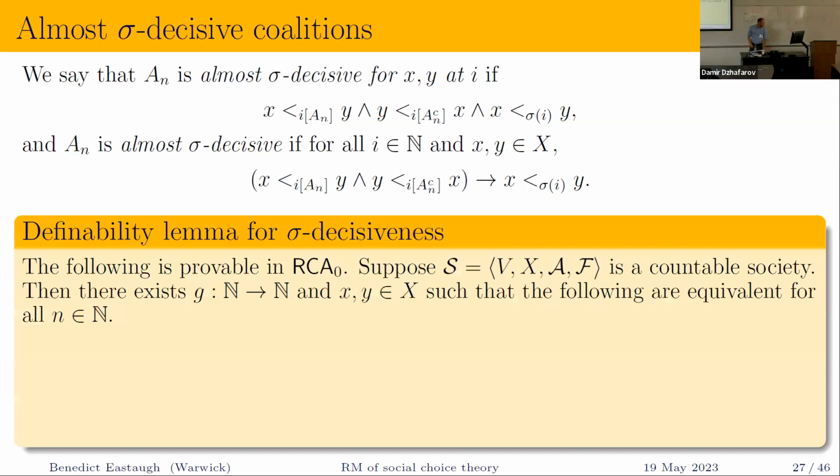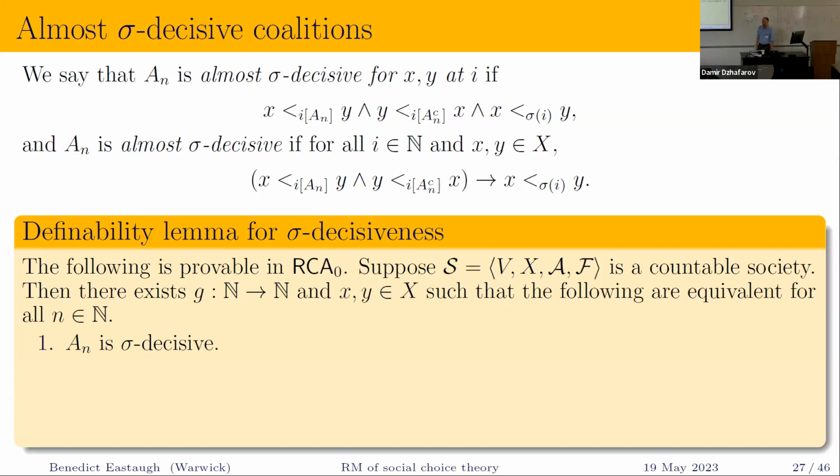And we then have this nice definability lemma for sigma decisiveness. In some sense, this is really the heart of things. Quite a lot of this is already in, for example, Kirman and Sondermann's paper. Some of it's implicit in what Arrow does, but it's nice to put it all together. So this is provable in RCA0. Suppose you have a countable society, it could be finite, it could be infinite, doesn't matter. Then there's a function from natural numbers to natural numbers and a pair of alternatives x and y, such that the following are equivalent. A_n is sigma decisive.